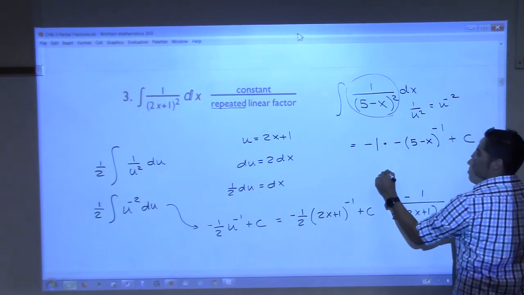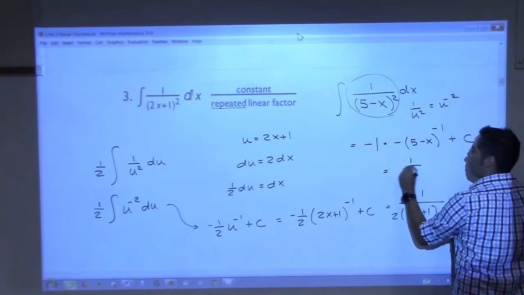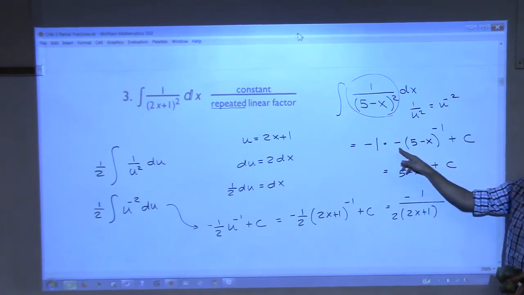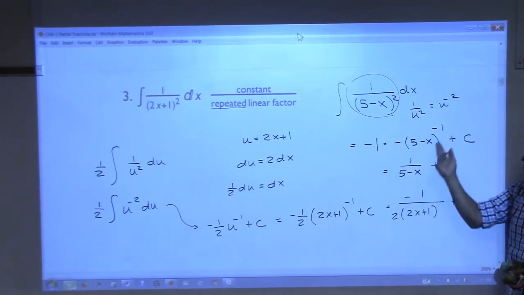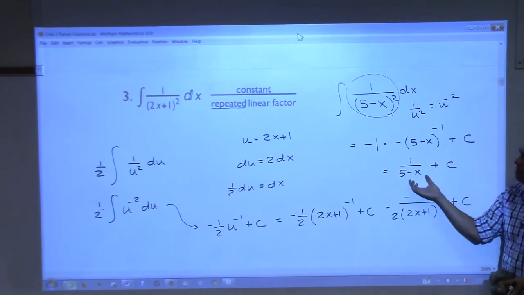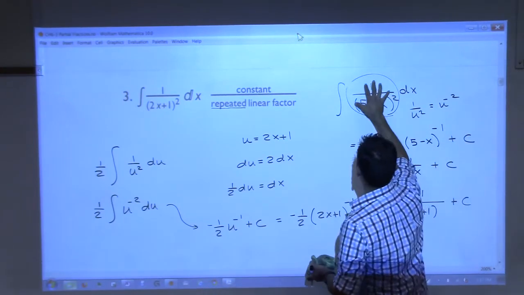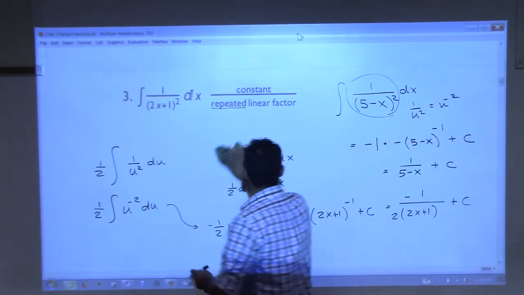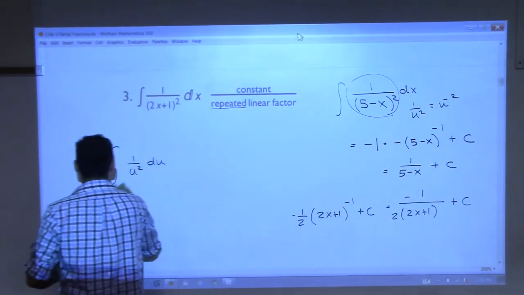And so this actually could turn into just 1 over 5 minus x, right? Because the negative and negative become positive. And so that to the negative 1 is that. So if we take the derivative of that, we should get that right there. Okay, something to work on. Something to work on to get to the point where you feel real comfortable doing that.